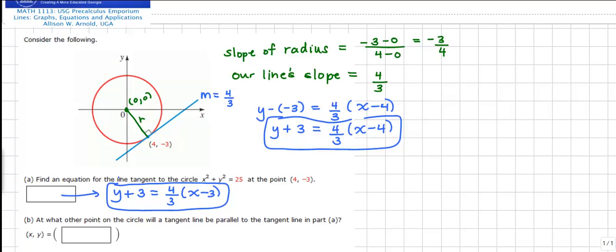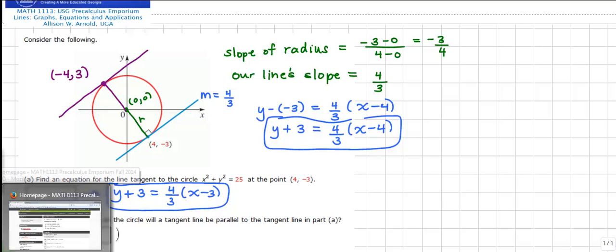Part B of the question says, at what other point on the circle will a tangent line be parallel to the tangent line in part A? So the tangent line we've already found. Notice if we reflect the radius back through the origin to the left-hand side of the circle, we should find another tangent line that will be parallel to the line we have, and by symmetry it would pass through the point (-4, 3).